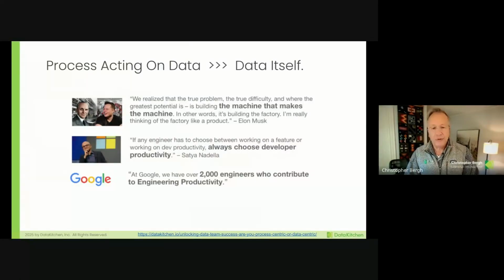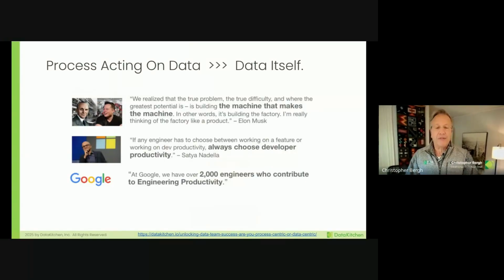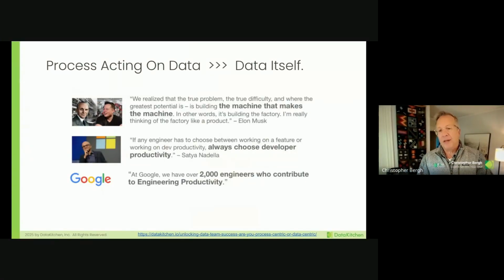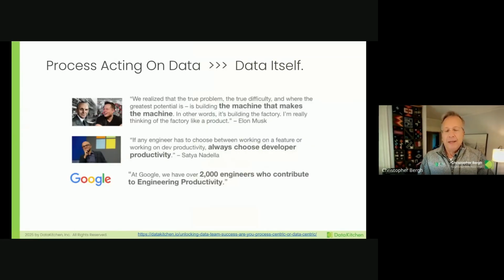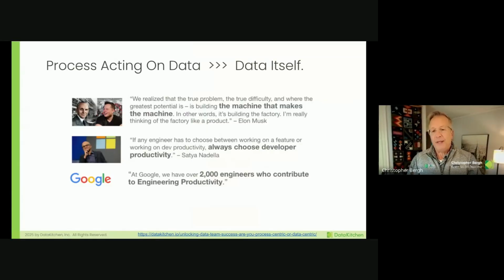there's a person who changed my management and my leadership, whom I read about 15, 16 years ago, Deming, who talked about that. When you have a problem, 98% of the time, it's the system and not the person. And that system, Elon Musk calls the machine that makes the machine. It's a factory. And there's a quote from Satya Nadella: if you've got a choice between a developer working on a feature or working on productivity, always choose productivity.